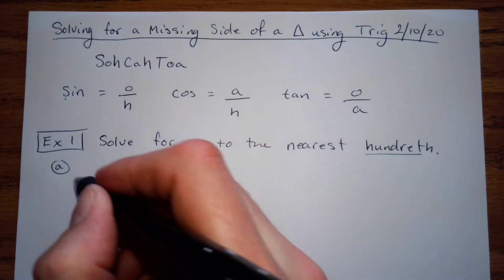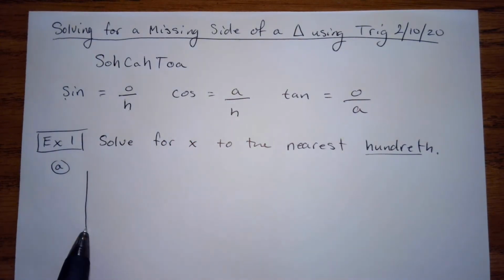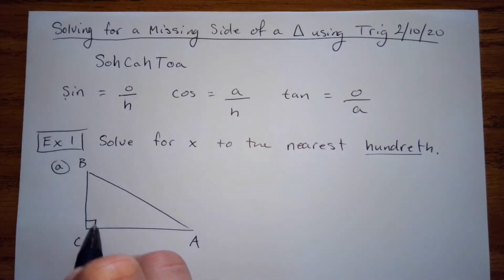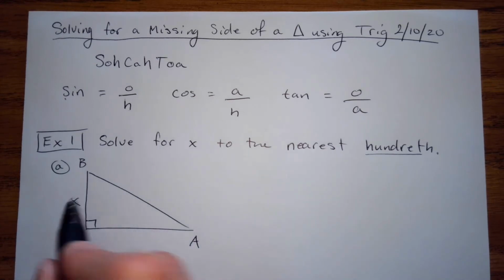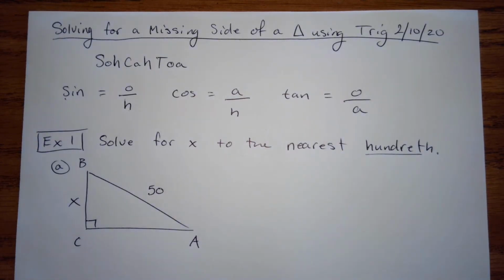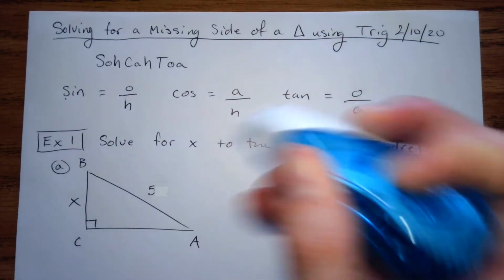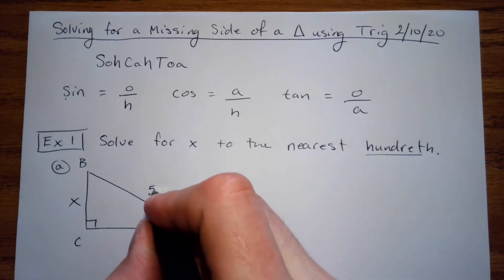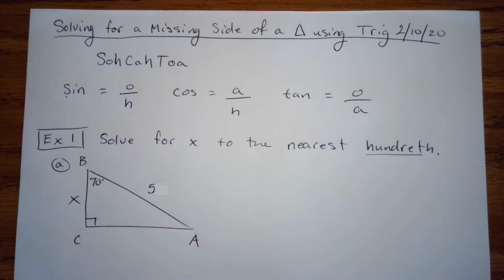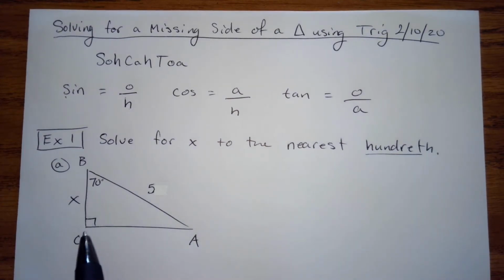And since this is part A, I'm going to write just one single triangle for this. So A, C, B. Angle C is a right angle. Whoops, not 50. That's supposed to be just 5. And then this is 70 degrees. The angle of focus is the only one that they give us that's not the right angle. The angle of focus is never going to be the right angle.